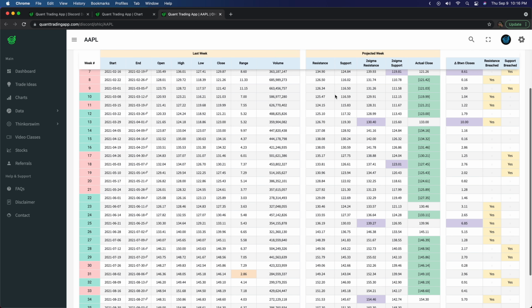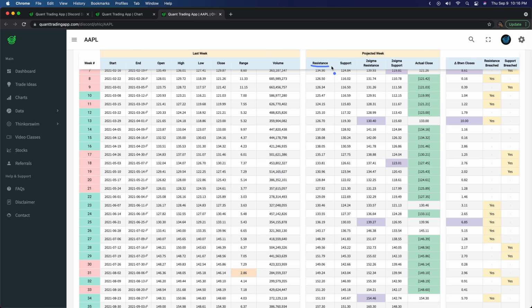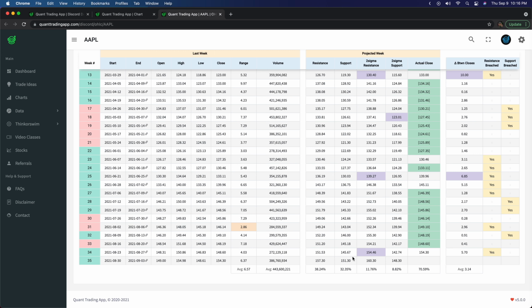This right here is saying this was the resistance that the algorithm thought would have been for that week, and this was supposed to be the support. And you can scroll down and see how many times the resistance was broken or how many times the support was broken. These are showing up green because it's saying that it actually closed in between the support and resistance.